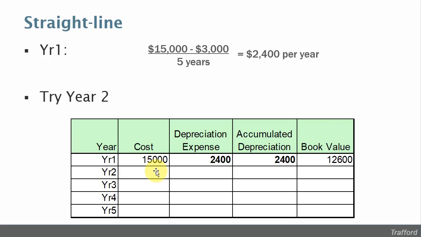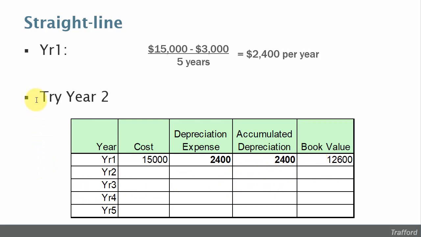A basic depreciation schedule could look like this for one particular asset. We've taken $2,400 of depreciation expense in year 1. Accumulated depreciation at the end of year 1 would also be $2,400, and this column is net book value. Book value of the asset is cost of $15,000 minus accumulated depreciation of $2,400.